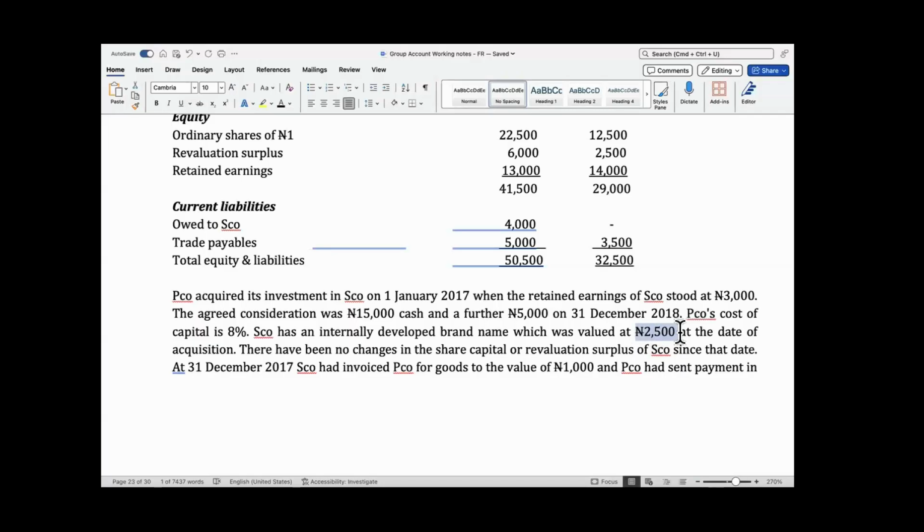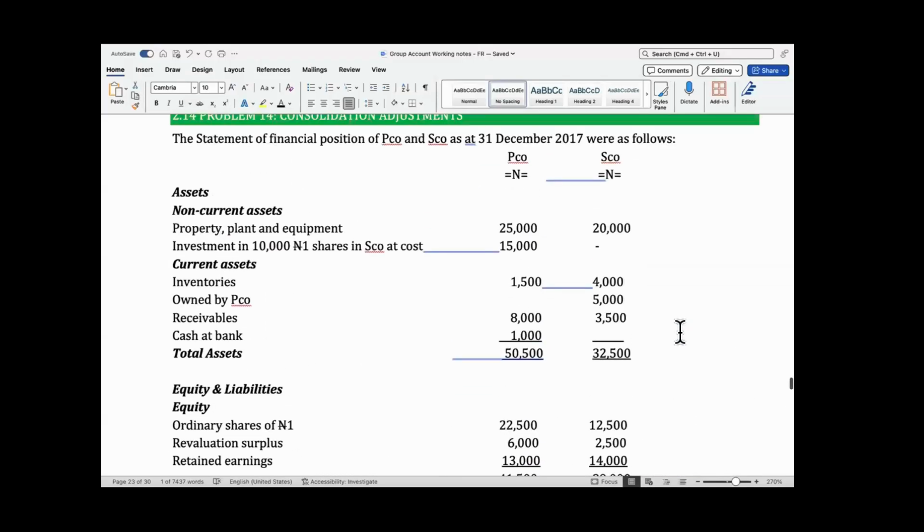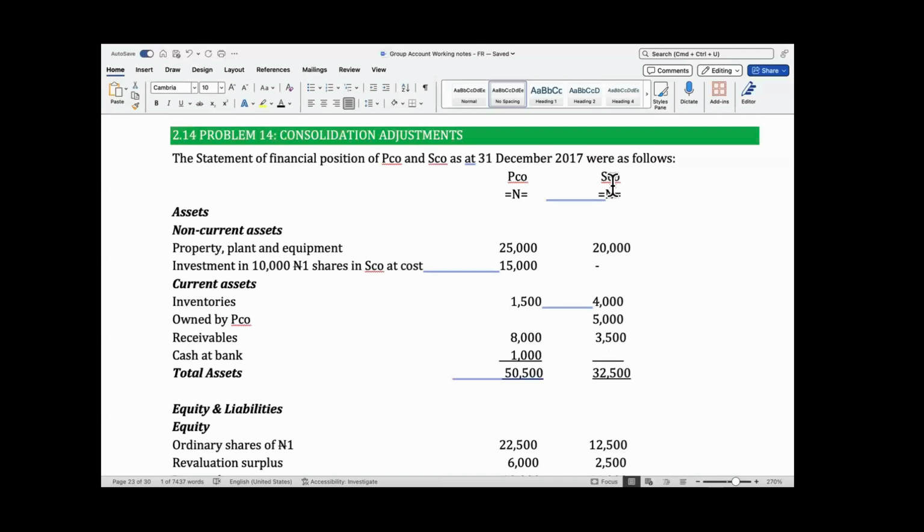The way we introduce it in the books of the subsidiary is that the subsidiary will debit intangible assets and credit reserve. You are the one that will do it in the exam at the date of acquisition. Why am I crediting reserve? Because it's like a revaluation surplus. It's like an increase in value that was not in the books of ESCO before. Now we are introducing it in the books of ESCO, so it's like a surplus.